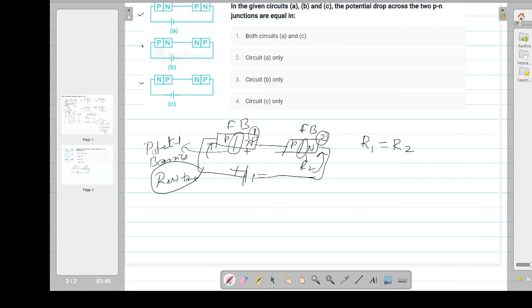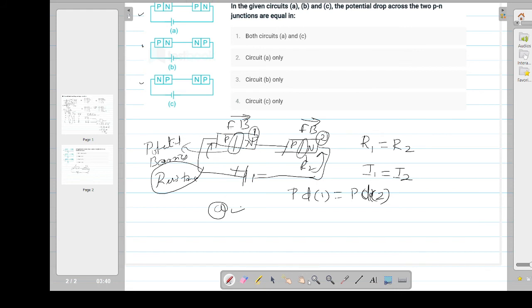These two resistors are in series. So the current flowing through the first PN junction and the current flowing through the second PN junction are the same, I1 is equal to I2. From this we can conclude that the potential drop is equal in circuit 1. So PD of the first will be equal to PD of the second. This circuit has the same potential drop, so A is the option.